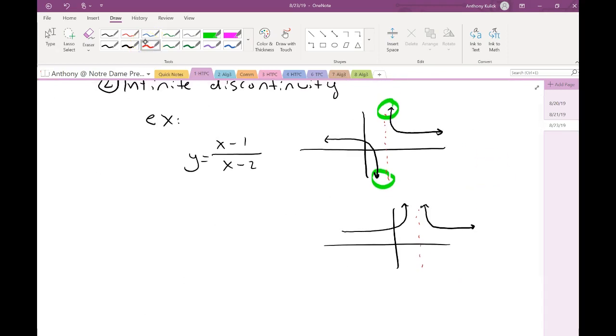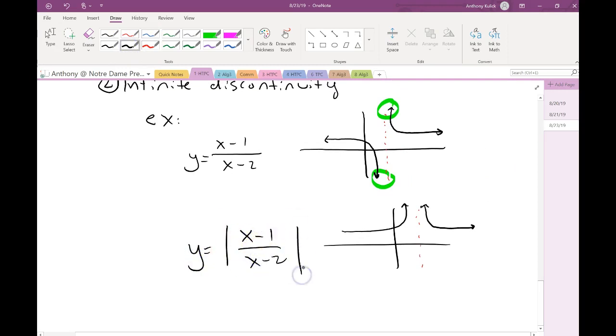So if I do something like this, you can get both ends of your graph pointing in the same direction, towards the same infinity. In this case, both of them are going towards positive infinity, or they could both go to negative infinity, or they could go in opposite directions. It's all still an infinite discontinuity. Is everybody okay with that idea?